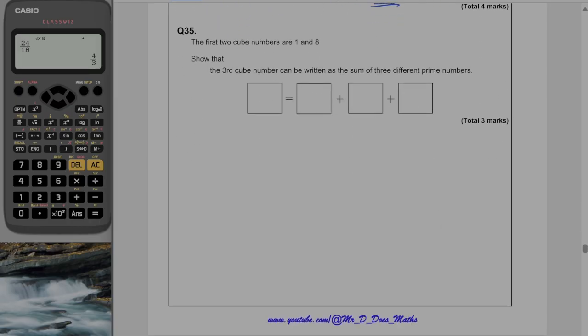Question 35. The first two cube numbers are 1 and 8. Show that the third cube number can be written as the sum of three different prime numbers. So the third cube number, first of all, is going to be 27. And then we're looking for prime numbers.